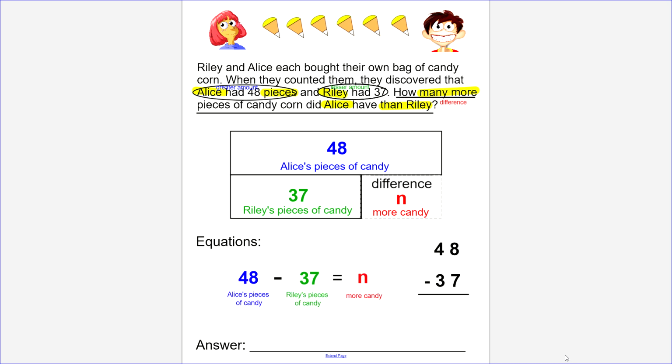You know that we need to write these vertically so that we can solve them, carefully lining up the ones place and tens place. Go ahead and look at the ones place in the equation 48 minus 37. I need to subtract 8 minus 7. I can subtract 8 minus 7 because 8, the whole, is greater than 7, the part. What is 8 minus 7? 8 minus 7 is 1.